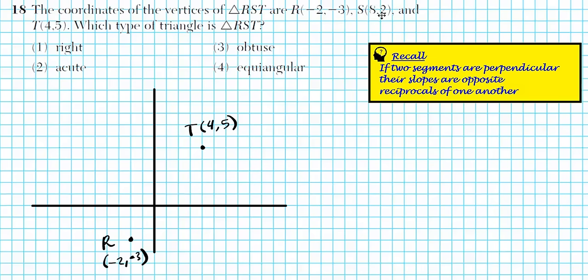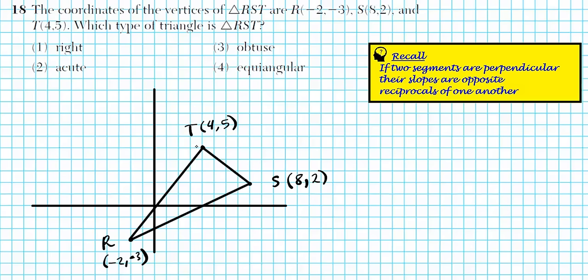And lastly, S is 8, 2. 4, 5, 6, 7, 8, 1, 2, bam. There goes S, which is 8, 2. Okay, let's go ahead and draw triangle RST, defined by these 3 coordinates. Bam. Okay, now take a look at this triangle. What do you think this triangle is? What type of triangle do you think it is?